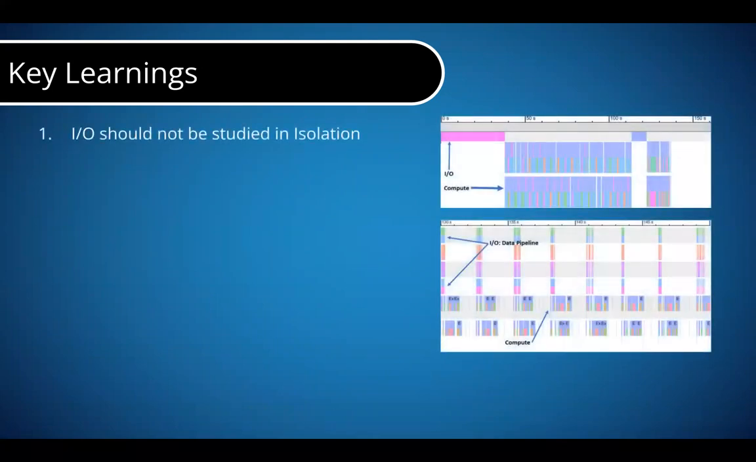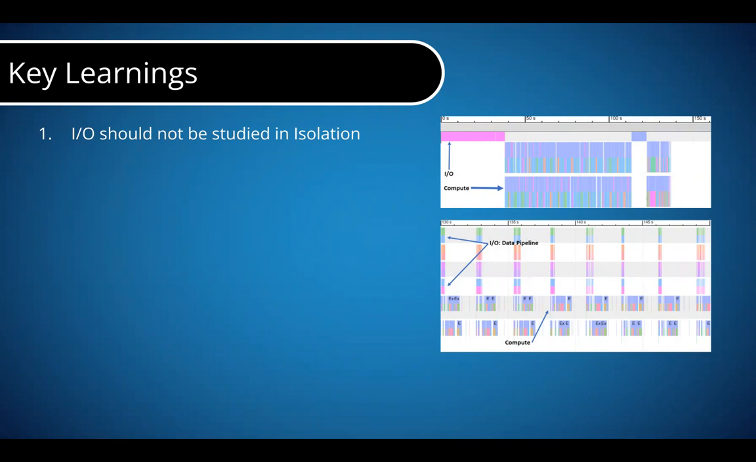One of the main things I wanted to do, before I wrap up this talk, was to talk about some of the key learnings that we had throughout this work. First of all, I think most of us would agree that you cannot study IO in an isolated setting. You need to look at the computations from CPU, GPU to really get a good picture of which part of IO is required to be optimized.